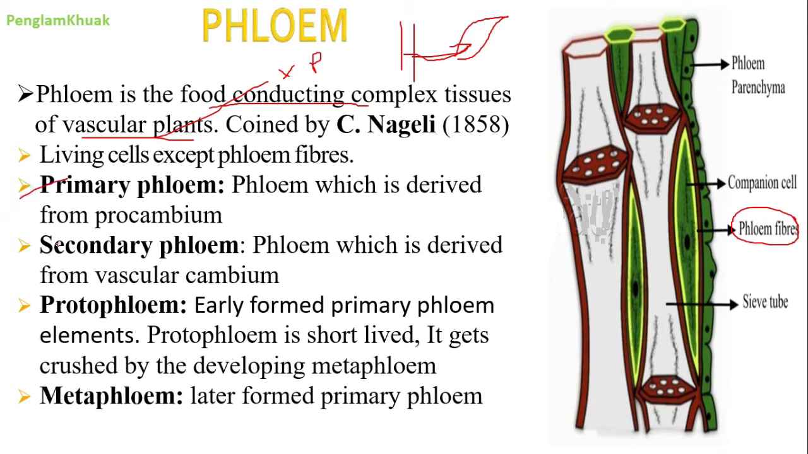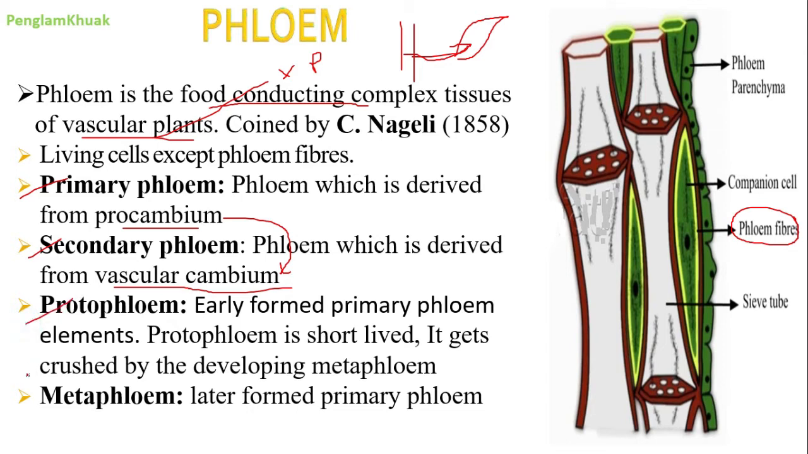Another term is primary phloem, that is phloem which is derived from procambium. Procambium is a meristematic tissue, the first form of cambium, so it is called procambium. Those phloem which are derived from procambium are called primary phloem. Secondary phloem: this procambium, after some time, will become mature and form a vascular cambium. So phloem which is derived from this vascular cambium is called secondary phloem.